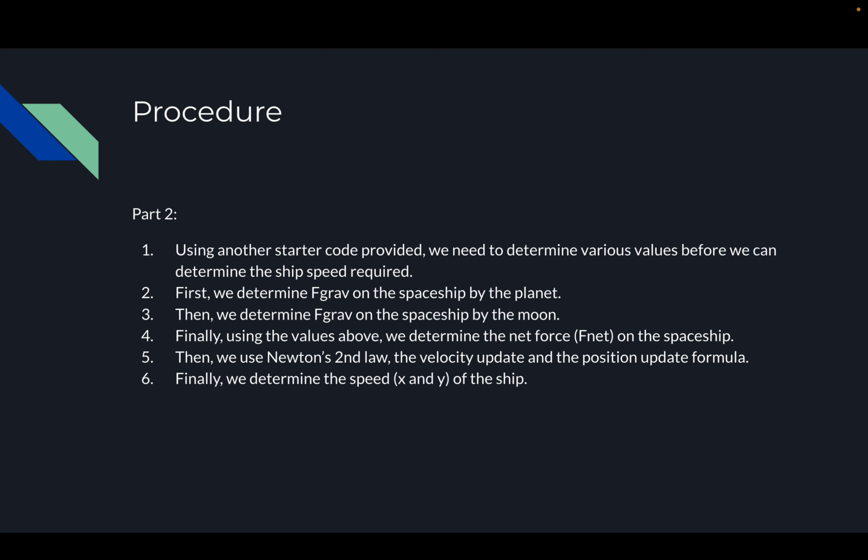In Part 2, using another starter code provided, we need to determine various values before we can determine the ship speed required. First, we determined the gravitational force on the spaceship by the planet. Then, we determined the gravitational force on the spaceship by the moon. Finally, using the values above, we determined the net force on the spaceship. Then, we used Newton's second law, the velocity update, and position update formula. And then finally, we determined the speed, x and y, of the ship.